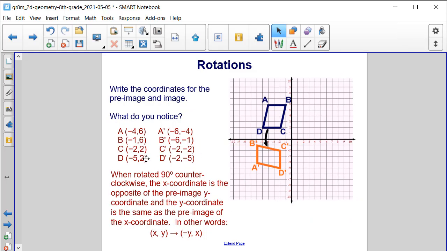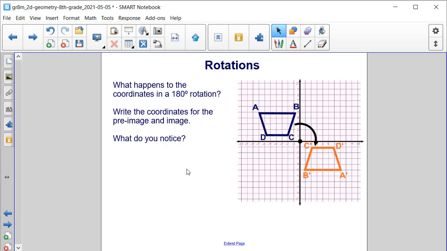So as we see on this slide, the solutions that we had are indeed the same. And what we found is that when rotated 90 degrees counterclockwise about the origin, the X coordinate is the opposite of the pre-image Y coordinate, and the Y coordinate is the same as the pre-image X coordinate. Or in other words, written symbolically, X, Y goes to -Y, X.